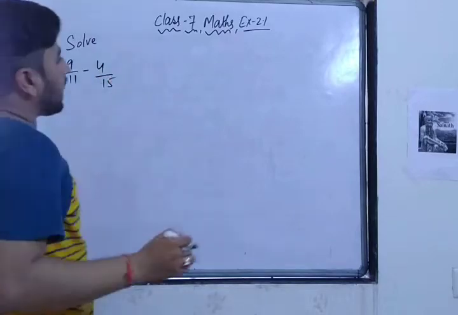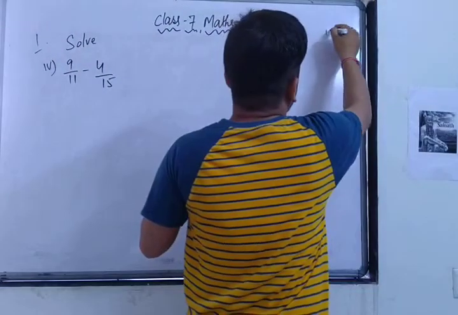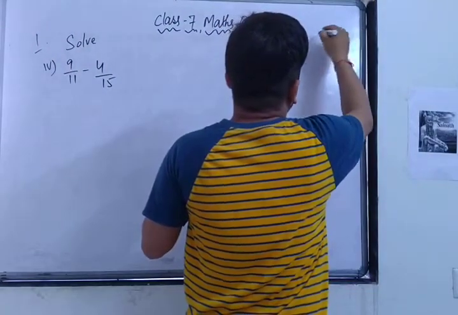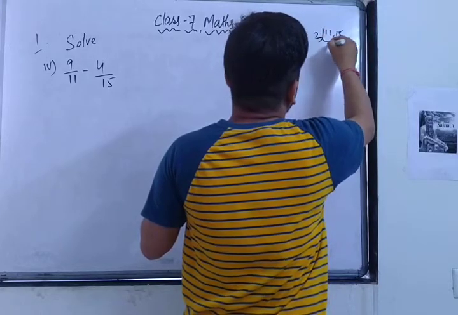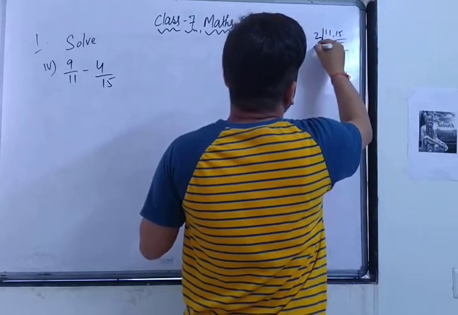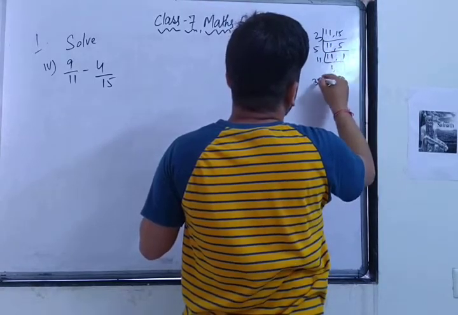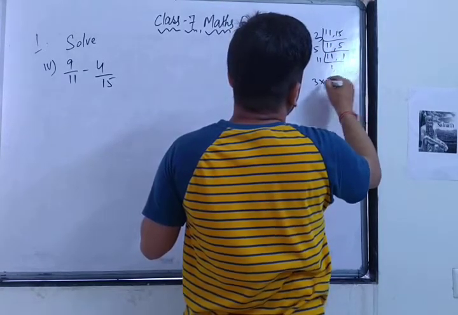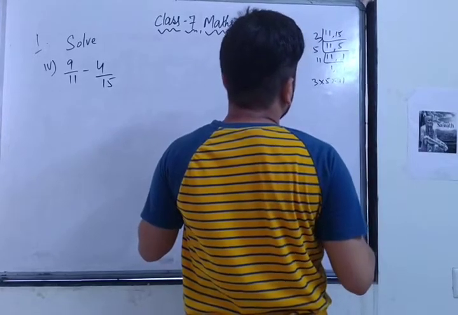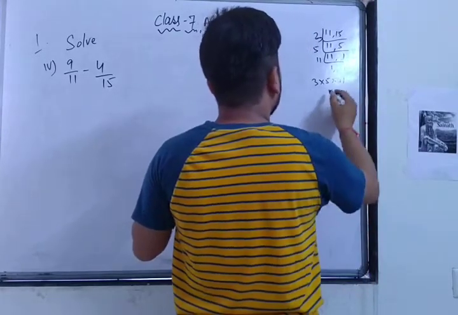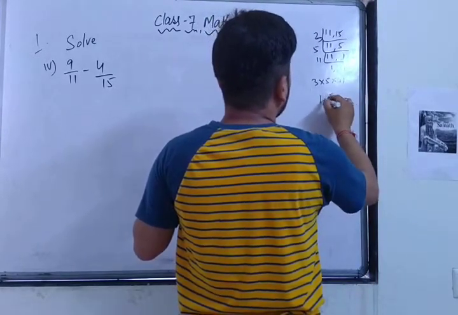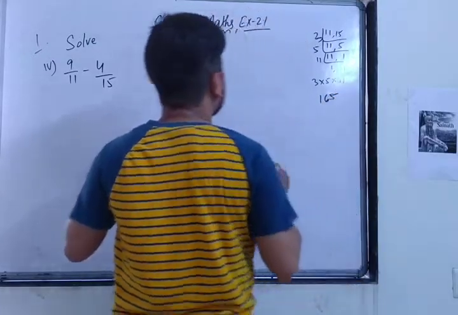Now you can see we have to find the LCM of 11 and 15. 2 will not come, 3 will come, 11. 3 fives are 15. Now 5 ones are 5. Now 11 ones are 11. So 3 into 5 into 11. 3 fives are 15, and 15 times 11, 165 will be the answer, right?